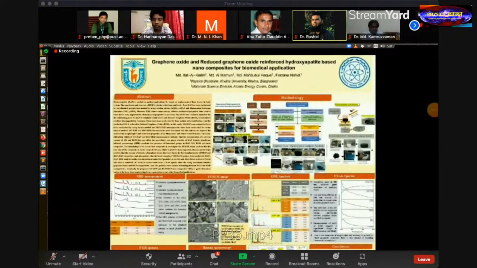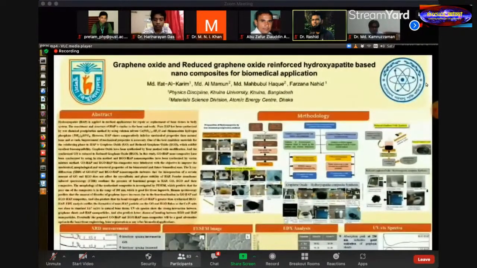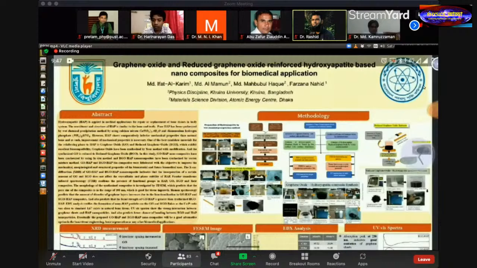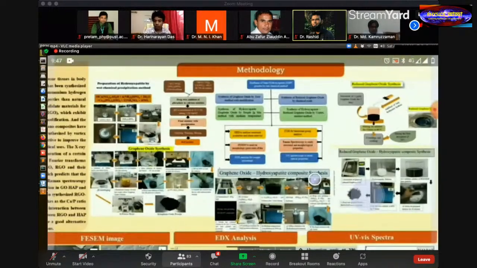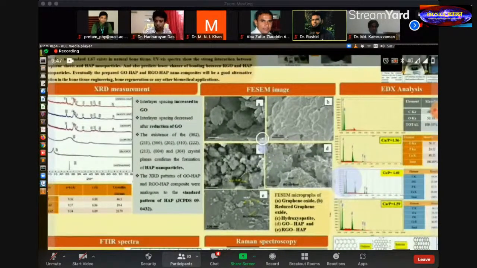The topic of this research work is graphene oxide and reduced graphene oxide reinforced hydroxyapatite based nanocomposites for biomedical application. We have successfully synthesized graphene oxide, reduced graphene oxide, hydroxyapatite, graphene oxide hydroxyapatite composites, and reduced graphene oxide hydroxyapatite composites. XRD successfully predicted that the introduction of graphene oxide and reduced graphene oxide did not disturb the crystalline structure of hydroxyapatite. Successful formation of composites was confirmed by chemical analysis of FTIR and morphological analysis of FESEM.